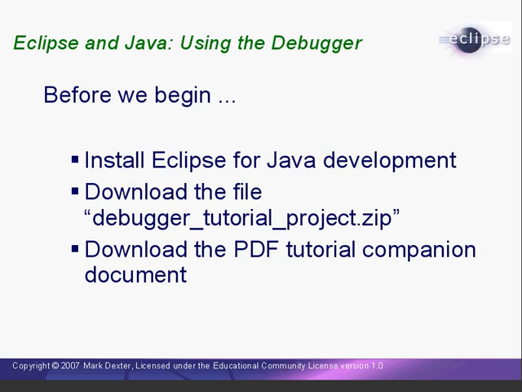Now, before we get started, please check that you have Eclipse 3.3 or later installed and that you've downloaded the file called debuggertutorialproject.zip and the tutorial companion PDF document from the website. The zip file contains an export of the project that will serve as our starting point for this tutorial. In the first part of the tutorial, we're going to learn the basics of using the Eclipse Java debugger. After that, we'll look at some more advanced features.